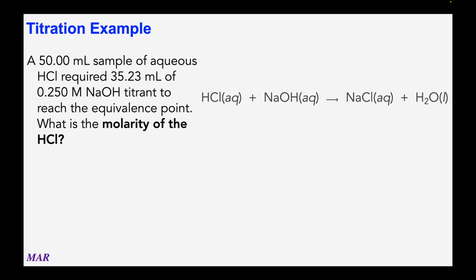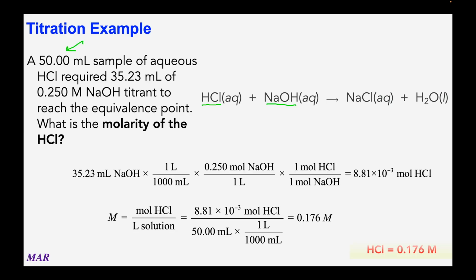And believe it or not, we have everything we need to make this happen. So key to this is the balanced reaction. It says 1 mole of HCl is needed for every 1 mole of NaOH. So we're going to find the moles of NaOH. It's going to equal the moles of HCl, and we're going to divide by the volume in liters of the HCl that we had. So let's see what this looks like.